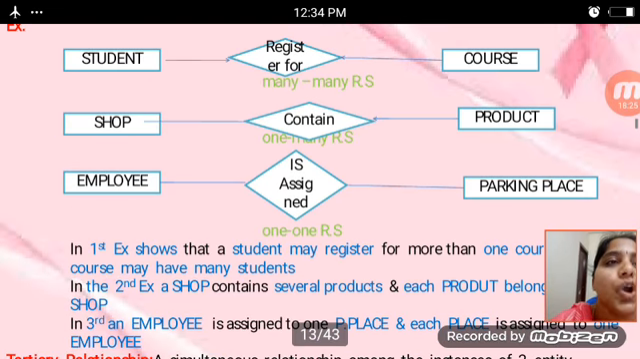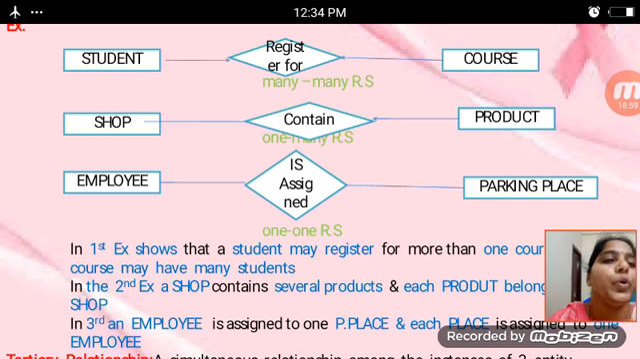After that, a shop will be there. A shop and a product are the two entities. In this, the relationship is "contains." A shop contains many products. That is what we call a one-to-many relationship. And then the next one is the employee having parking places. So many organizations have parking places. In this, employees are assigned only one parking place every day. One employee is assigned one parking place, a one-to-one relationship only.